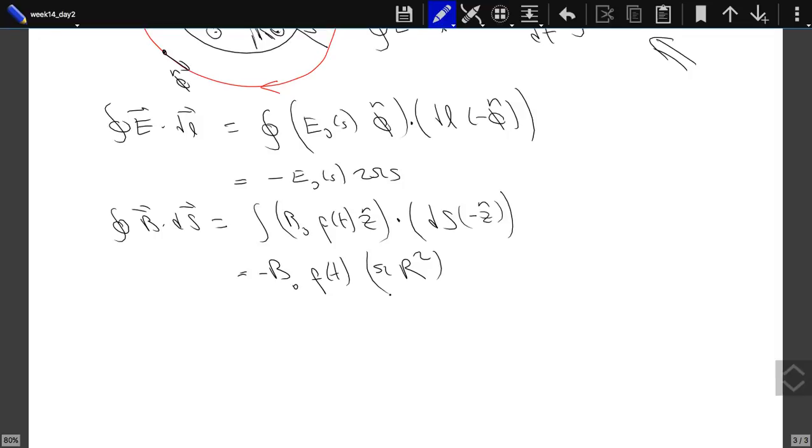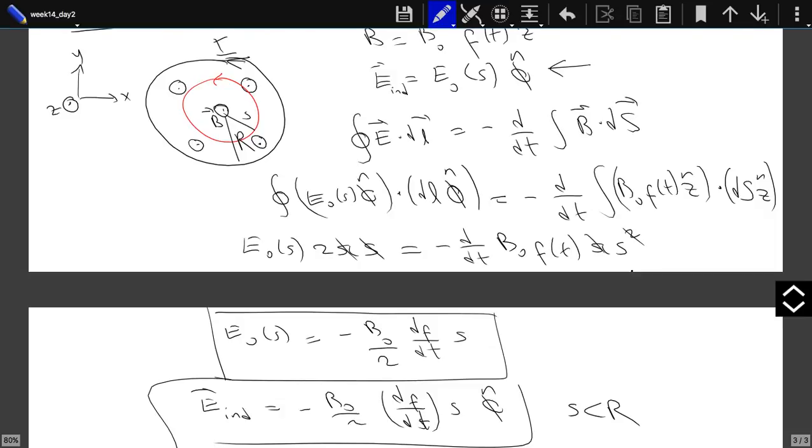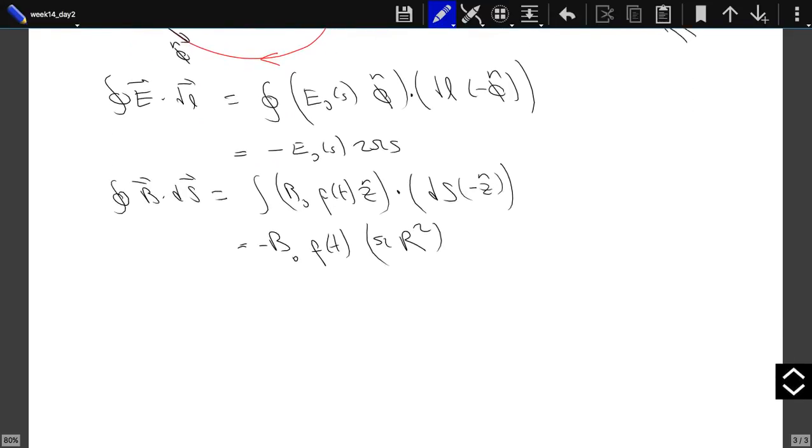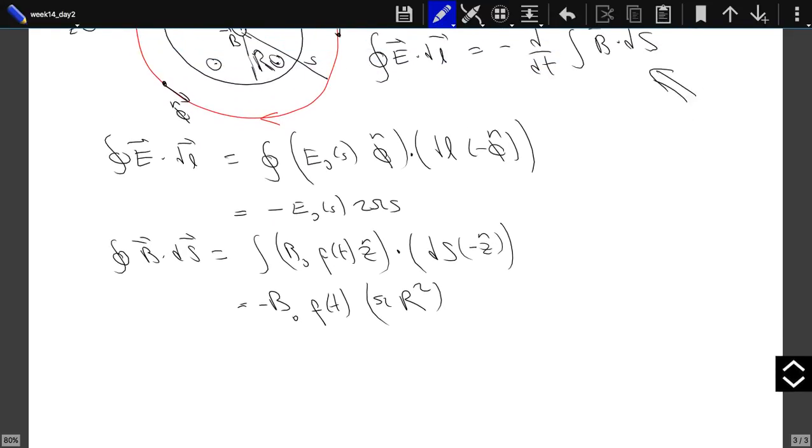You see, this is one difference from the previous case. In the previous case, we had pi s squared, because all the area enclosed by my ring was immersed in a magnetic field. But in this case, not all the area enclosed by my ring is immersed in a magnetic field. Only this area is in a magnetic field. The rest is at zero magnetic field. So the flux is the magnitude of my magnetic field multiplied by the area of the solenoid.